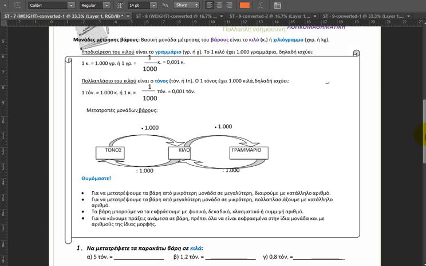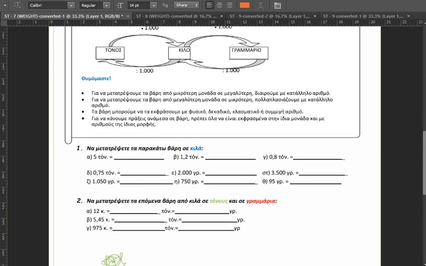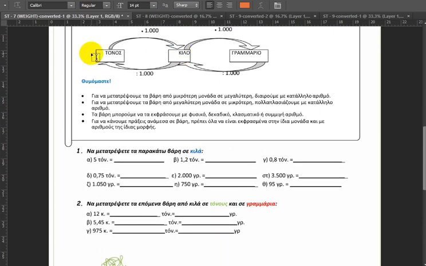Okay, so now we're going to be converting mass. So from ton to kilogram is times 1,000, from kilogram to gram times another 1,000, and then the reverse is division. So let's go. So it wants us to turn all of these into kilograms. So here, okay, let's get started.